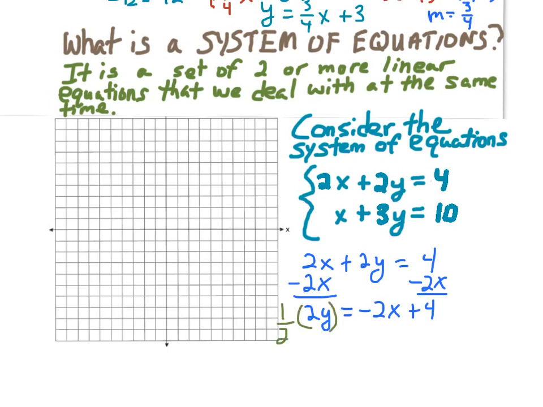To get the y by itself, multiply by 1/2, and I'll get that y equals 1/2 times negative 2 is negative 1, so that's negative x, and then 1/2 of 4 is 2. So here my y-intercept is 0, 2, and my slope is negative 1, which we can think of as negative 1 over 1 or negative 2 over 2.